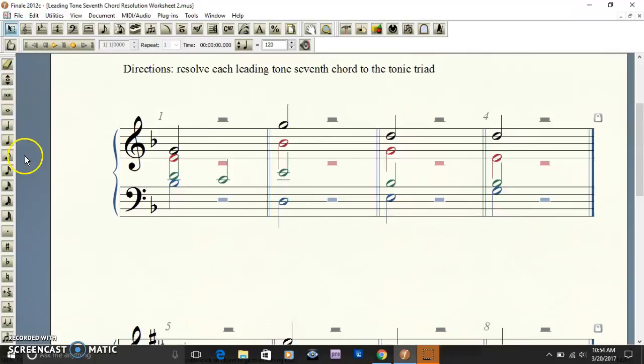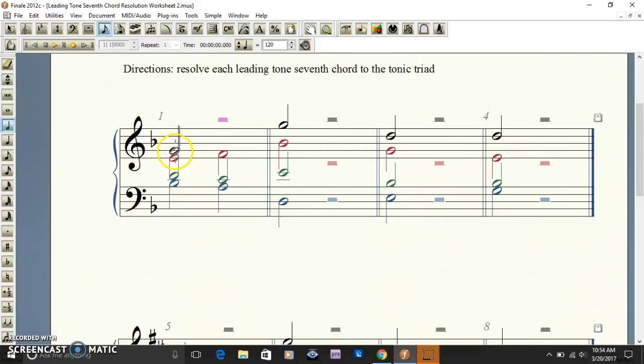So I'm going to, this B flat in the bass is going to go down by a step, and the E in the alto is going to go up to an F. Okay? So lastly, my last step is going to be to resolve this last note based on the inversion of the tonic triad and the need to avoid parallel fifths and octaves.